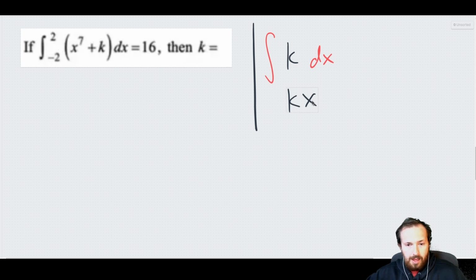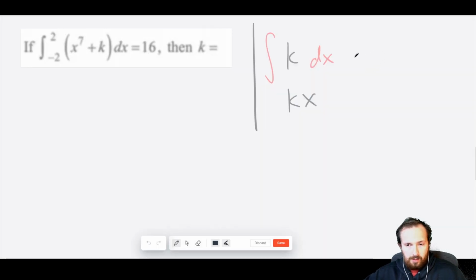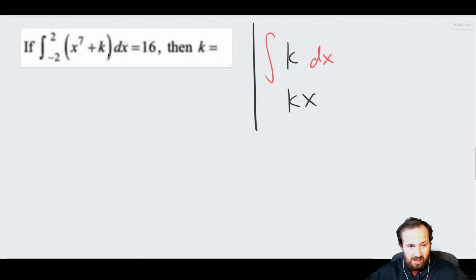And just to check this, convince yourself that this would be true if k was 2. The integral of 2 is 2x. If k was 3, the integral of 3 is 3x, etc. That logic applies no matter what k is. And we can use that logic over here.